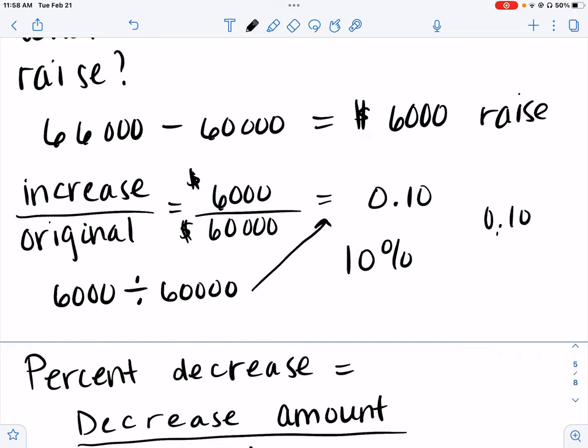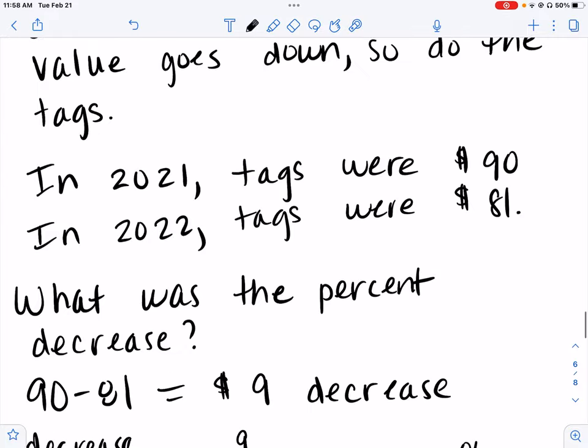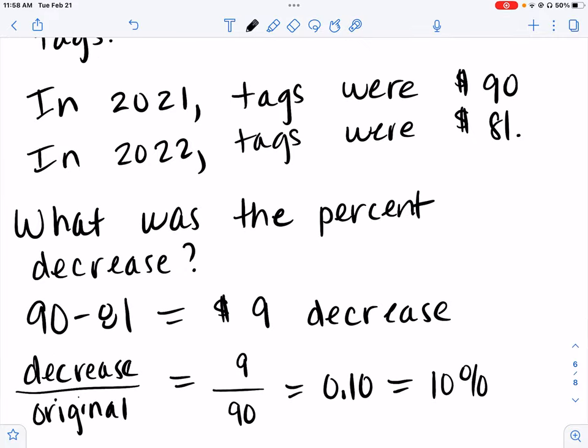A percent decrease, you put the decrease amount over the original. Example, car tags in Mississippi are based on value. Since the value of a car goes down each year, so do your tags. Okay, all right. This is based off an older car, like a 2014 Nissan Altima. So the car tags weren't very expensive. In 2021, they were $90. In 2022, they were $81. Okay, what was the percent decrease?